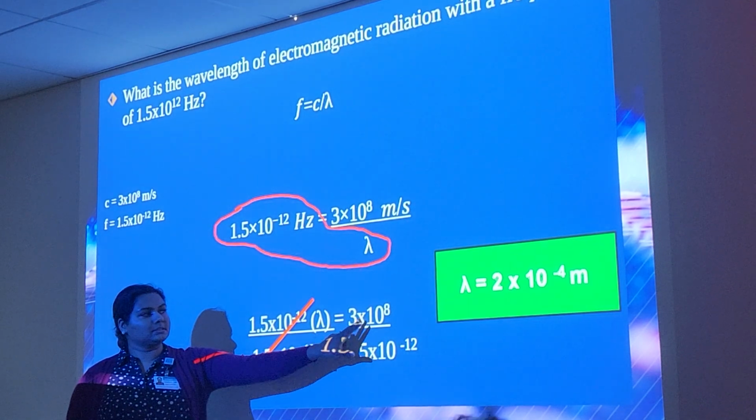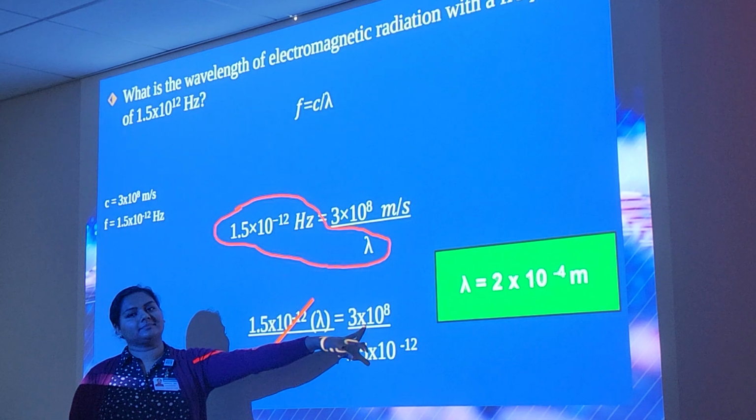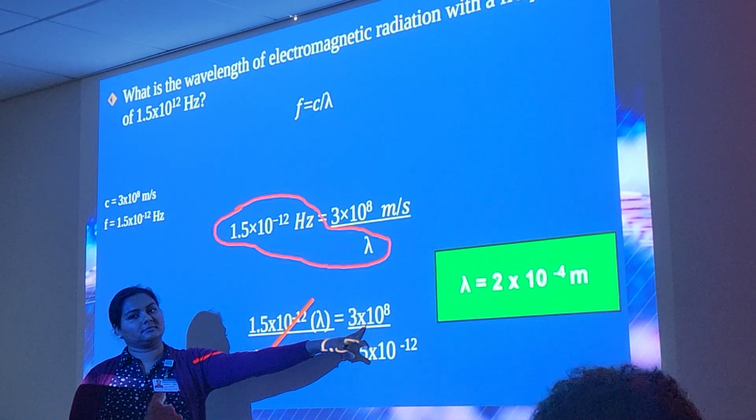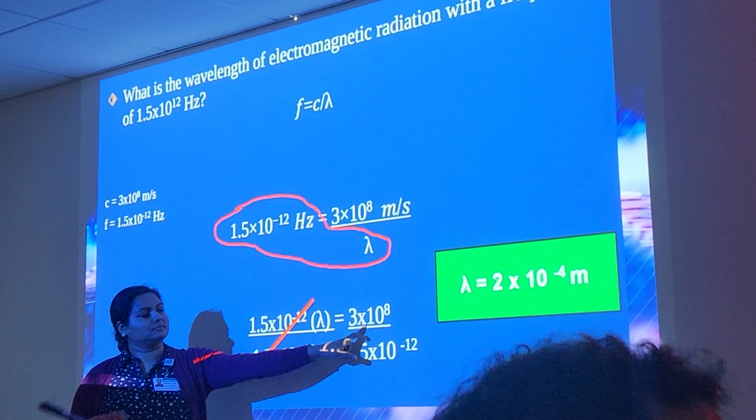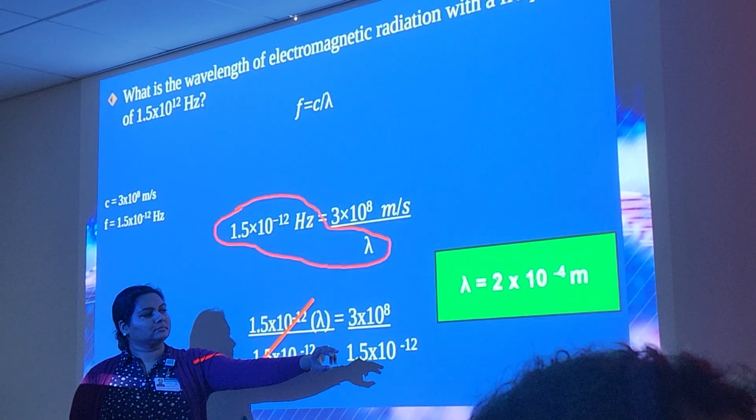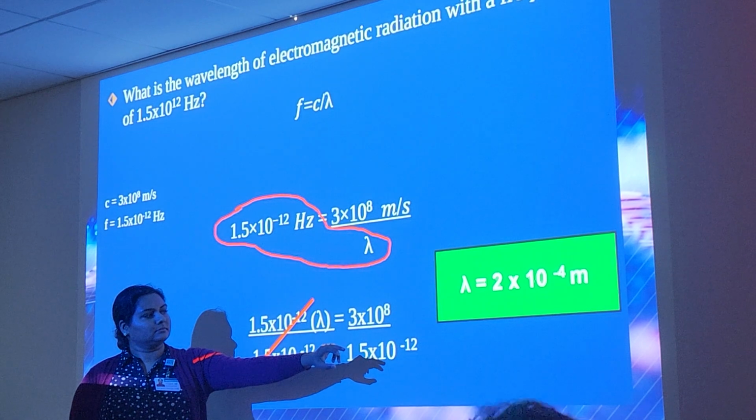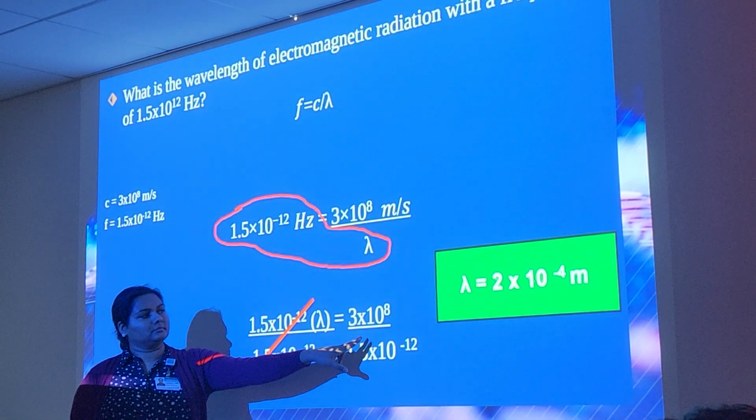So when we write this number out, what does it become? 3. Like 10 to the power of 8 cancels with 10 to the power of minus 12 and you get 10 to the minus 4. So that is separate, right? And so then you end up dividing 3 by 1.5.